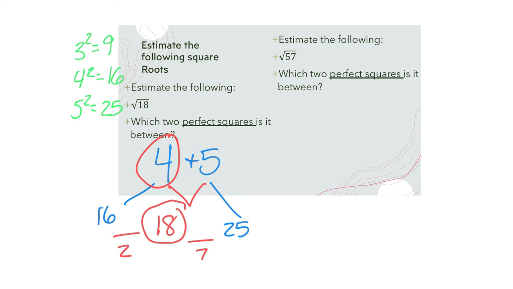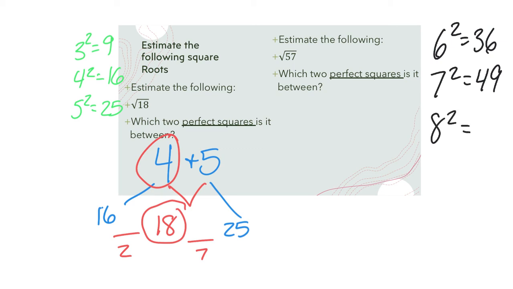All right, and then our last one for the notes is to estimate the following of 57. Well, which two perfect squares does it go through? Well, let's see. 6 squared gives us 36. 7 squared gives us 49. 8 squared gives us 64. So it's going to fall in between which two perfect squares? 7 and 8.